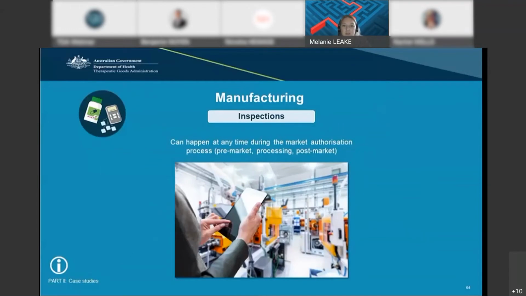Generally, we'll contact the manufacturer informing them that an inspection will be carried out and agree on an inspection date. These inspections might take a day or two. The inspector will identify any deficiencies, if there are any. The manufacturer has to address these deficiencies and provide a response detailing any corrective or preventative actions. The manufacturer must agree to have their site inspected if required. It's the sponsor's responsibility to have an inspection agreement in place with their manufacturer.